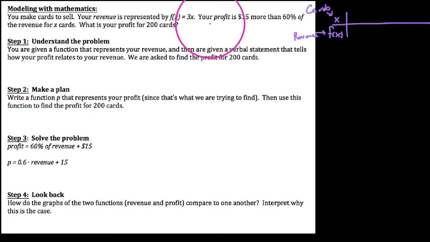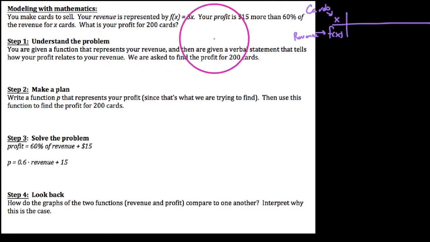So you'll notice that there's a relationship between our revenue function here, which says we're going to take 3 times the number of cards. That's what we get in terms of revenue. And our profit is actually $15 more than only 60% of the revenue of the cards that we sell if we sell x cards. So the question really becomes, what's our profit going to be at 200 cards here?